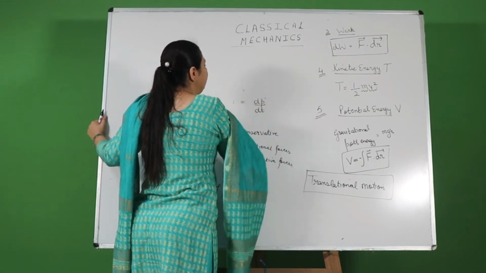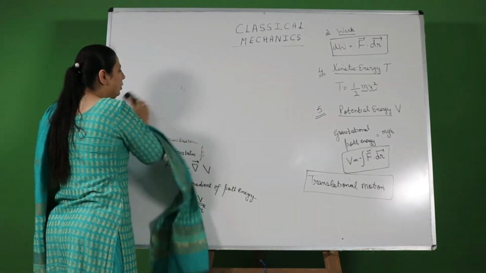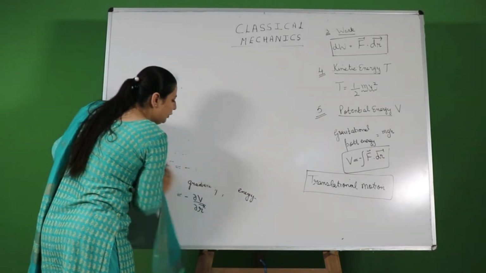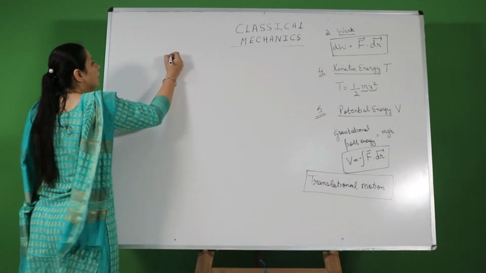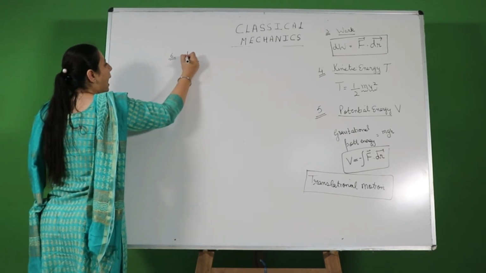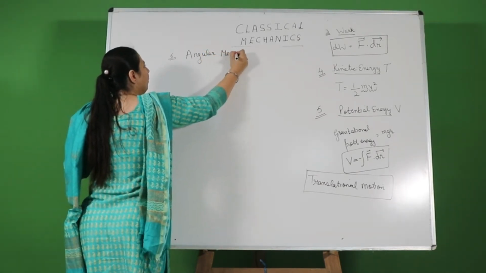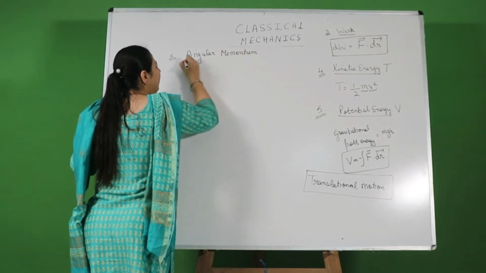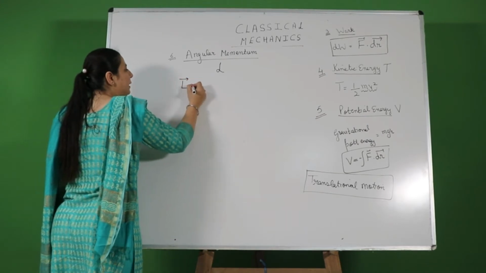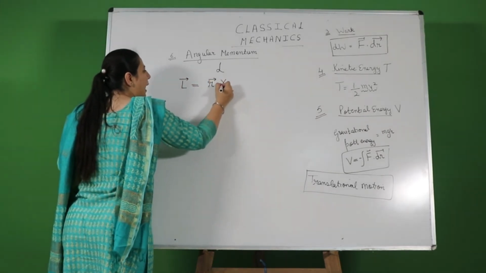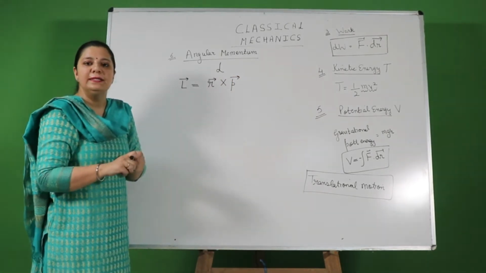As linear momentum defines the motion of the particle in translational motion, similarly we have angular momentum which defines the motion of the particle in rotational motion. So the next quantity, sixth, is angular momentum. Angular momentum is represented by capital L, and it is given as L equals the cross product of r, where r is the position vector, with p, where p is the linear momentum.